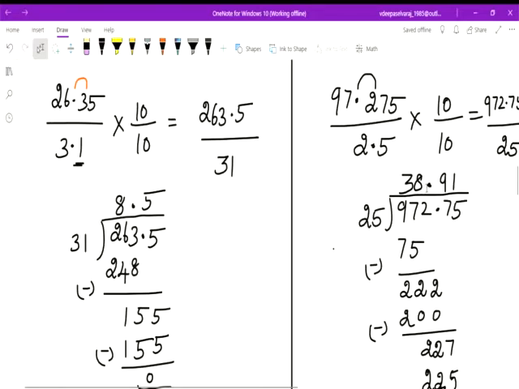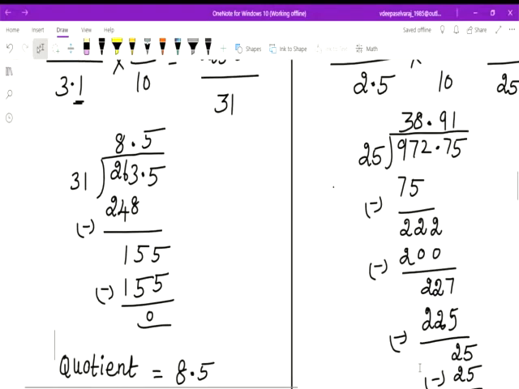222. How many times it occurs? 8 times. 8 into 25, what you will get, children? 200. Now you subtract this, what you will get? 22. Okay. Then here decimal point is there. Just you keep the decimal point in the quotient place. Then you take the next digit. Now 227. Now how many times it occurs? 9 times. 9 into 25 you get 225. Now you subtract this, 7 minus 5, what you will get? 2. Okay. Take the next digit 5.